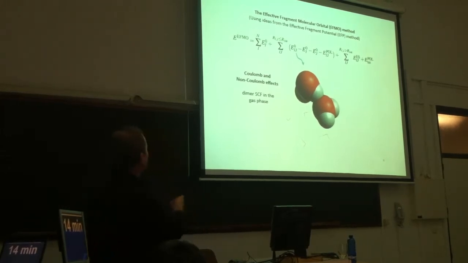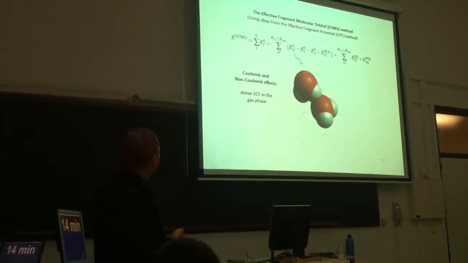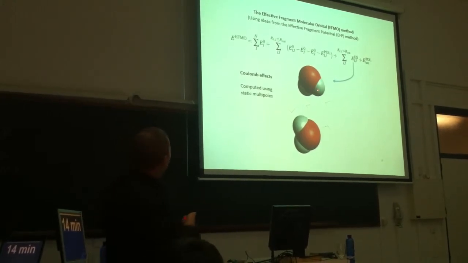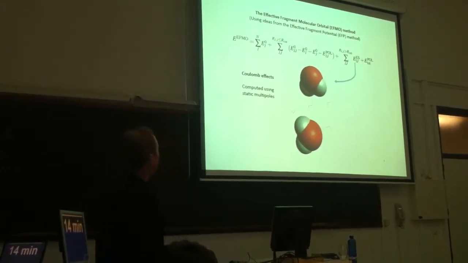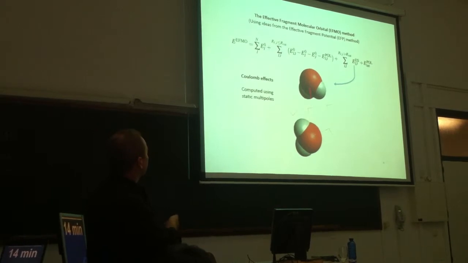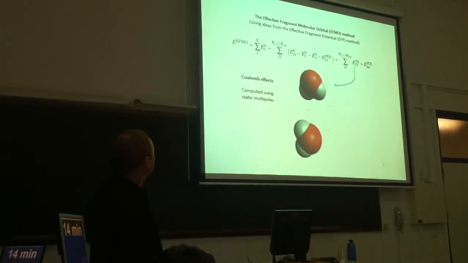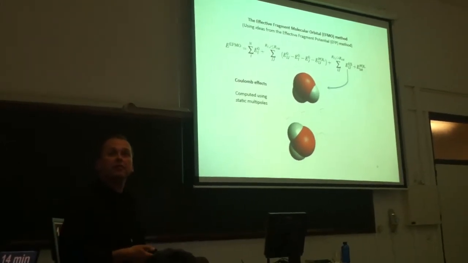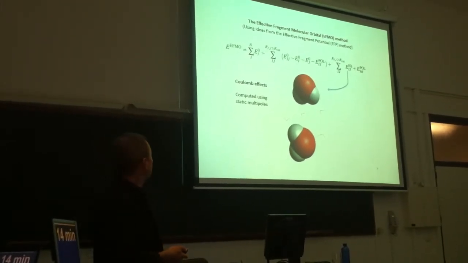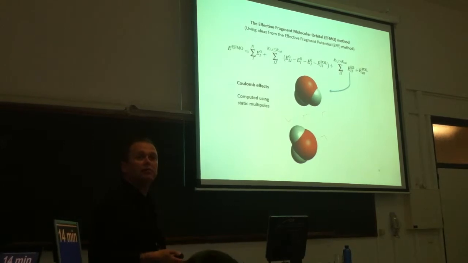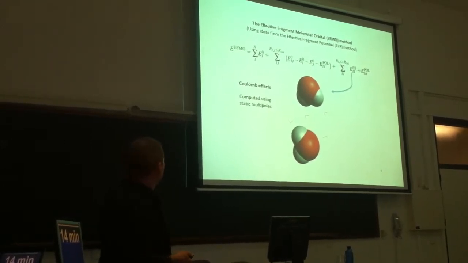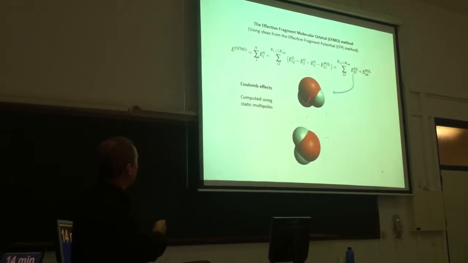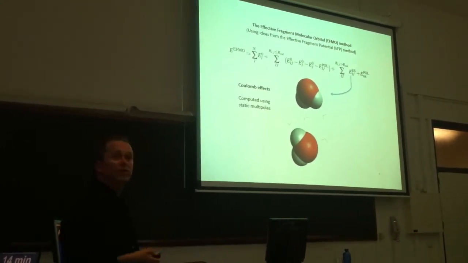Okay, and of course, again, this is to get the non-polarization part. If the fragments are far apart, then we calculate the Coulomb interaction using static multipoles that we calculate from the ab initio wave function of the gas phase molecules. And so we usually go up to quadrupoles or octupoles on all the atomic centers. And of course, the polarization interaction of these molecules is already taken into account.